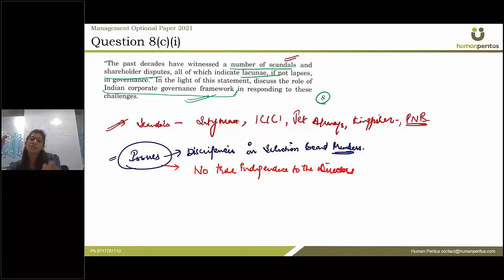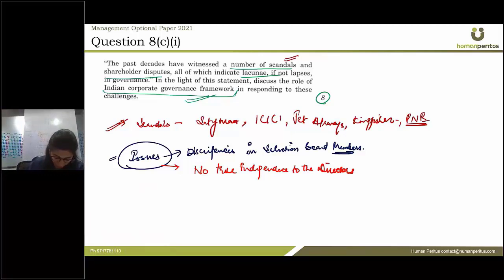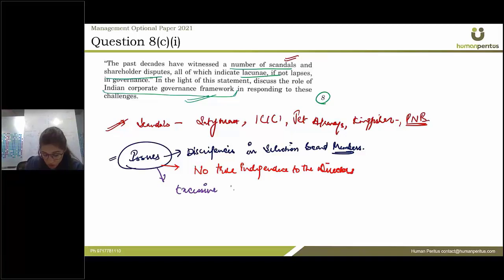With each issue, you can cite various examples. Like in this case, you can cite the example of the Cyrus Mistry case, the Tata case. So let us understand our next point of issue, which is very recent and much talked about.